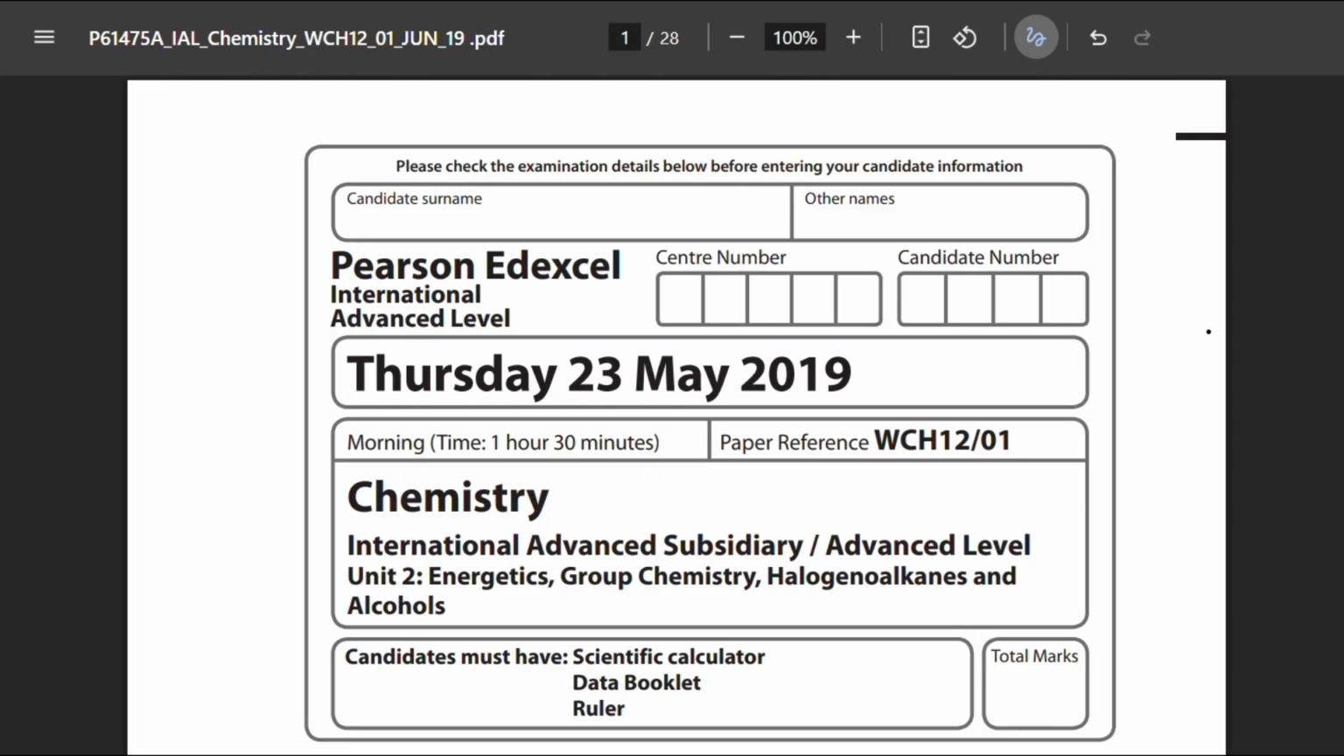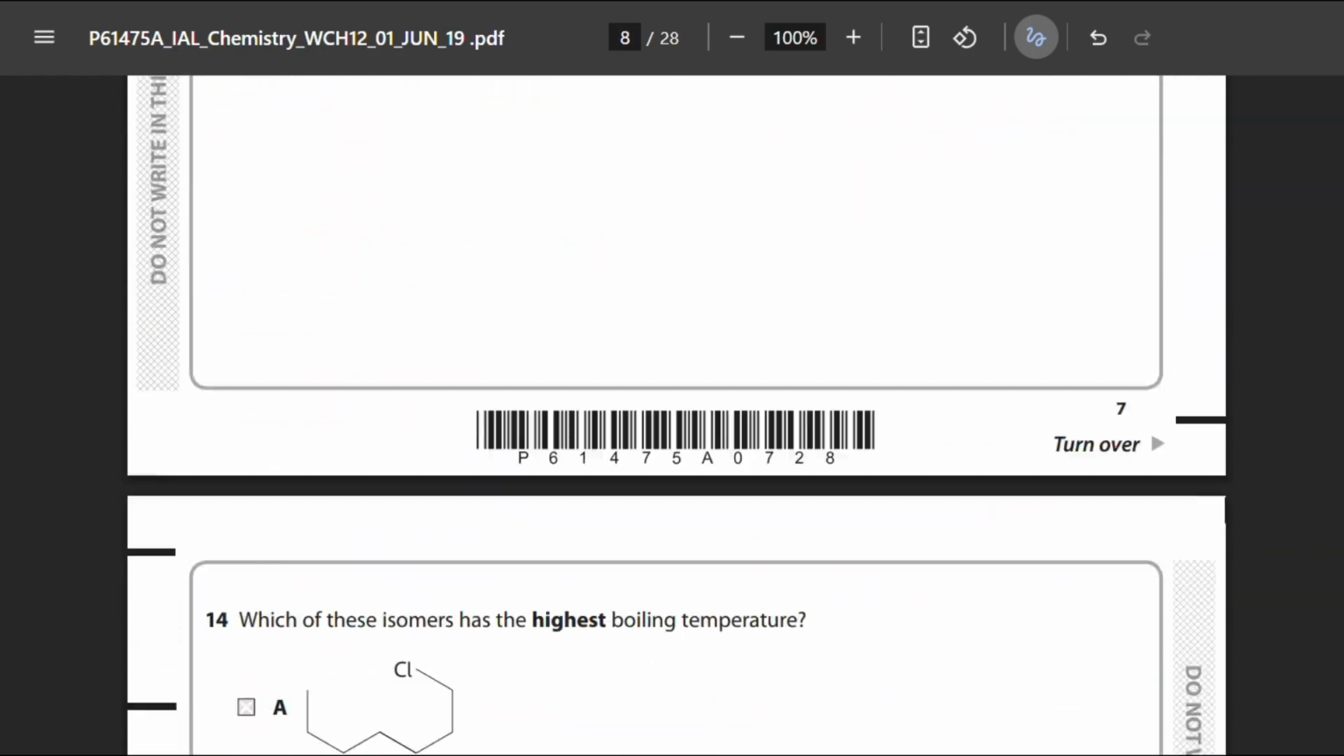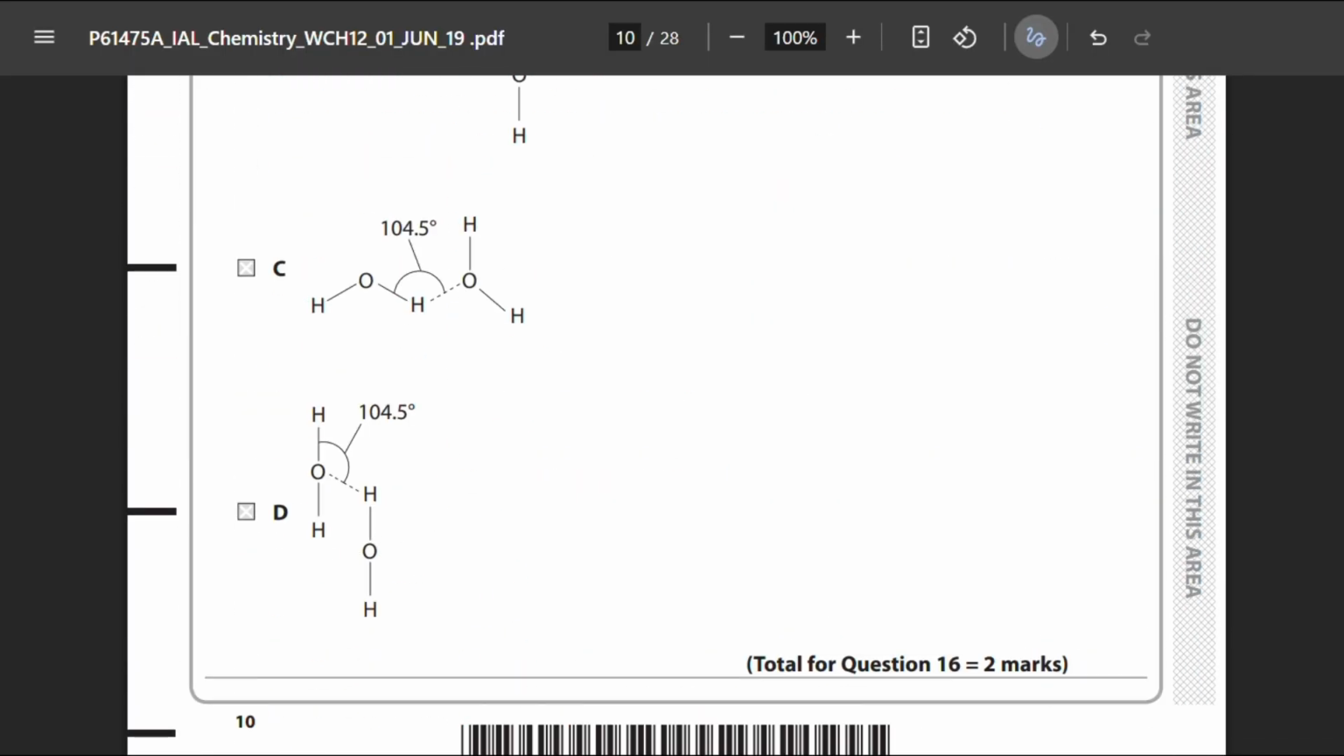Today we are going to discuss Edexcel IAL Chemistry Unit 2, May 2019, Part 2. In our last video, we discussed Part 1 of this paper. Today we are going to discuss Section B of this. So let's start. Section B.